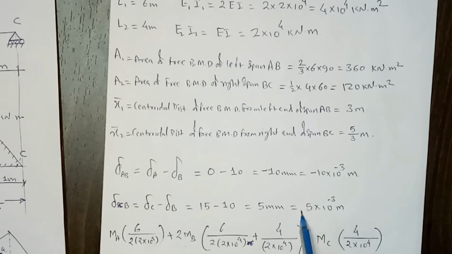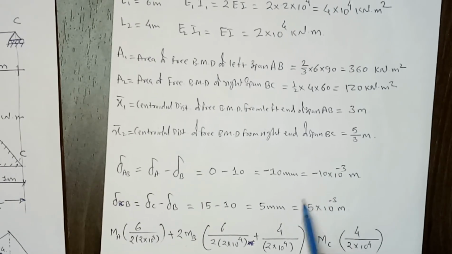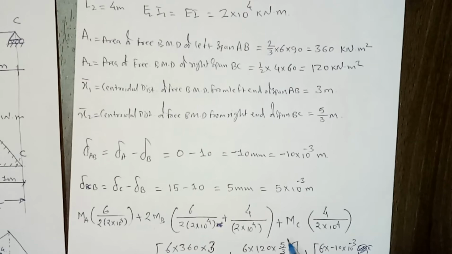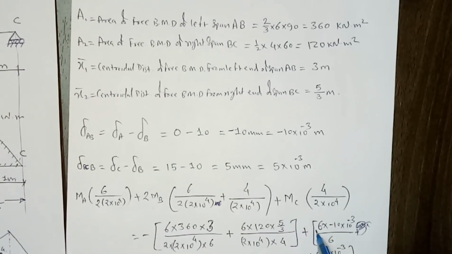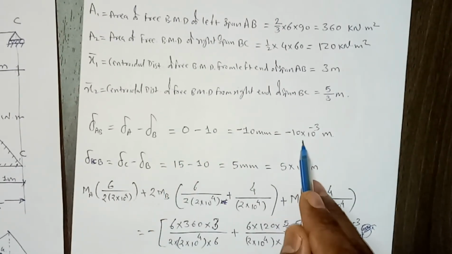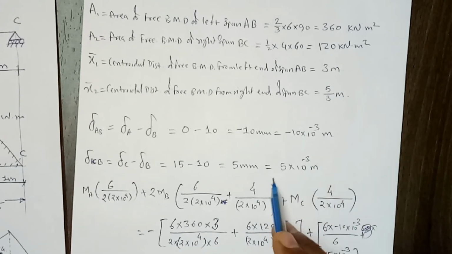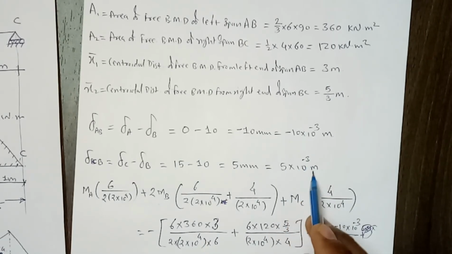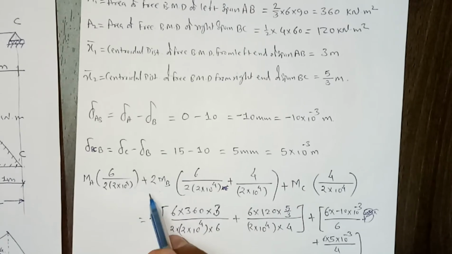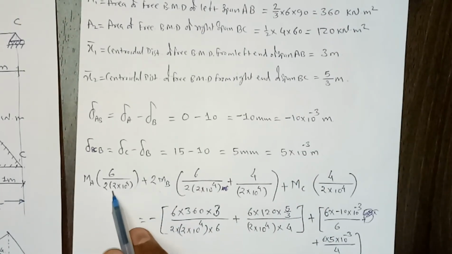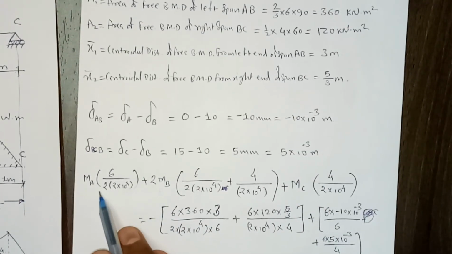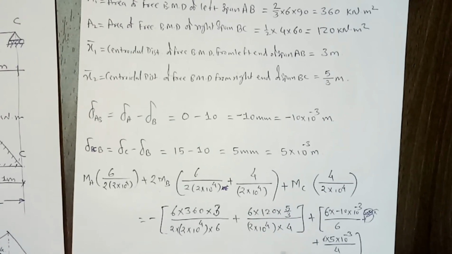That will give you the plus or minus sign, and with that sign only we have to substitute the value in this final equation. So here we are getting minus 10 into 10 raised to minus 3, whereas here we are getting 5 into 10 raised to minus 3 meter. So we'll substitute all these values in Clapeyron's three moment equation.